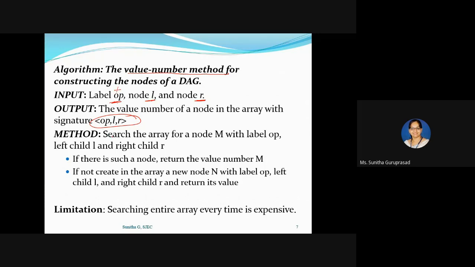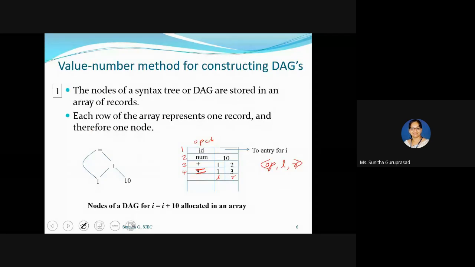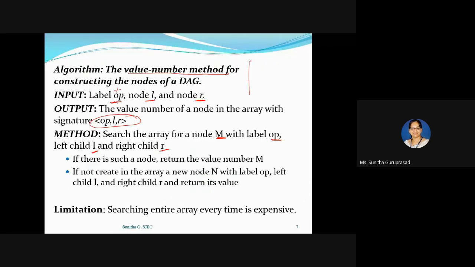Now what is the method? You start searching the array for a node M with the label OP, left child and right child. Initially you will have an empty array like this, without anything here. So if there is such a node, return the value M. Otherwise, create in the array a new node N with label OP, left child L and right child R, and return its value.